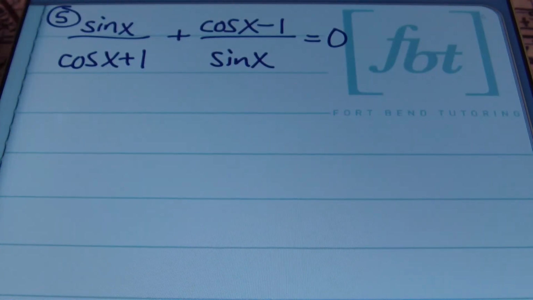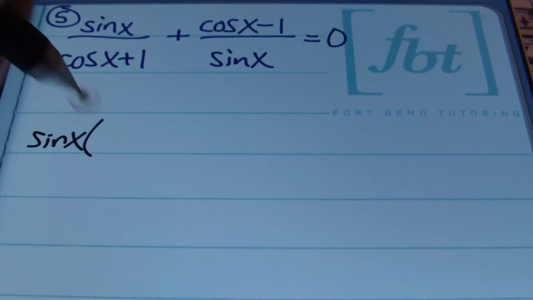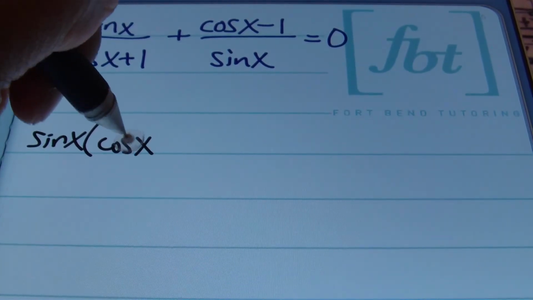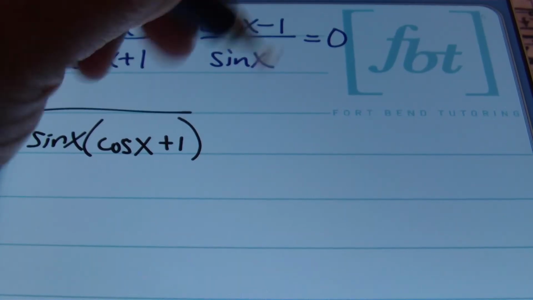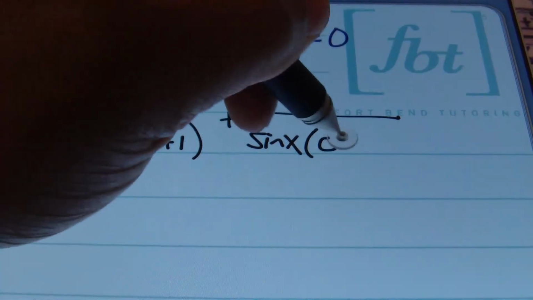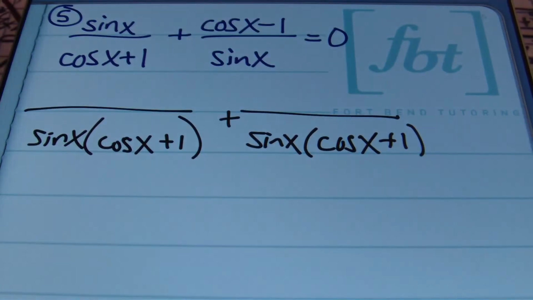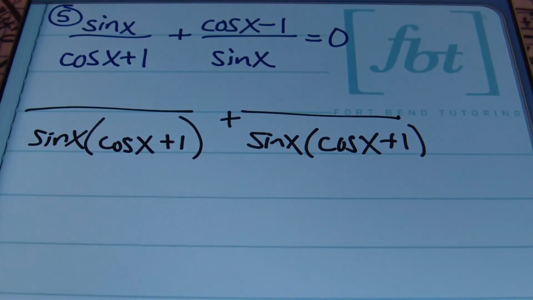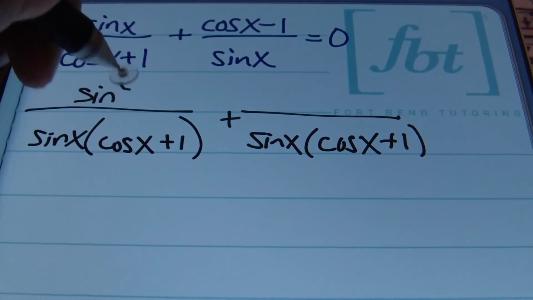So setting up my framework, I'll write my denominators as sine x times cosine x plus 1. And then I also have another denominator that has sine x times cosine x plus 1. Now, knowing that I've rewritten these denominators with my least common denominator, I need to get an equivalent fraction. In other words, I need to multiply the numerator by what I had to multiply the denominator by. My original denominator in this first fraction was cosine x plus 1. I multiplied by sine x, which means I need to multiply the numerator by sine x. And sine x times sine x is sine squared x.